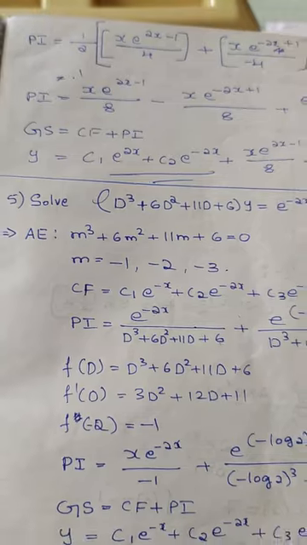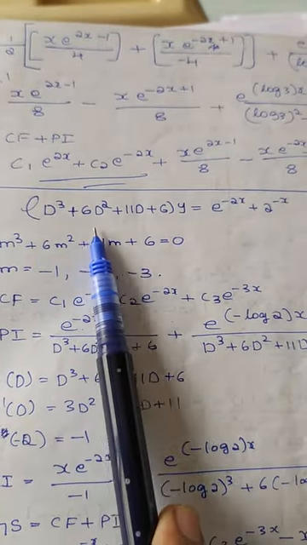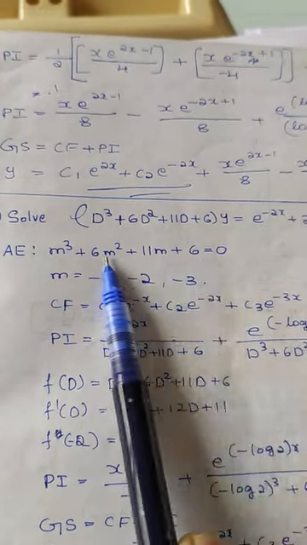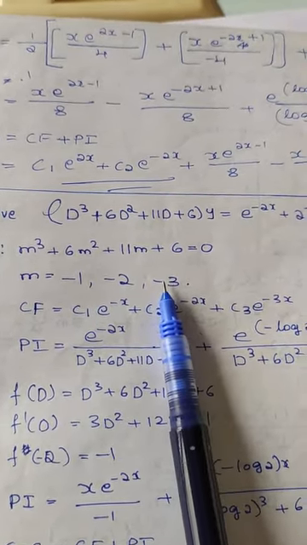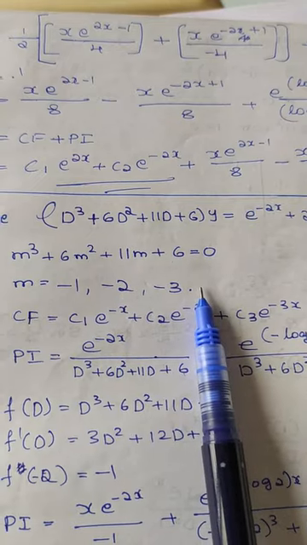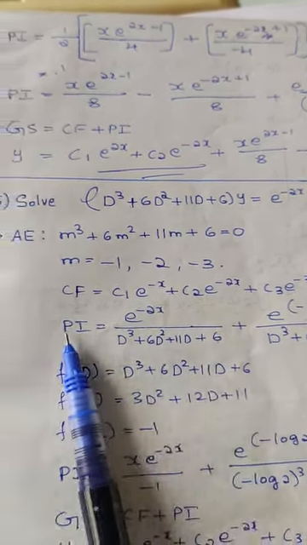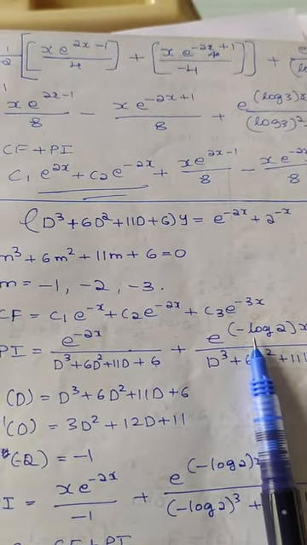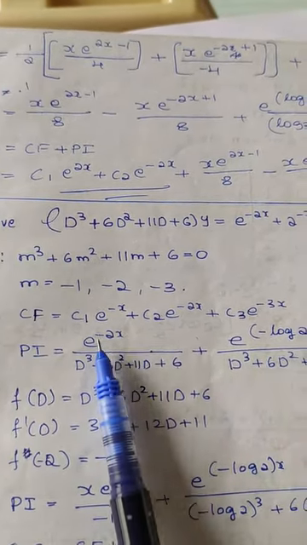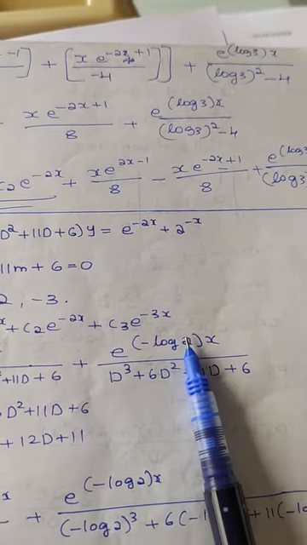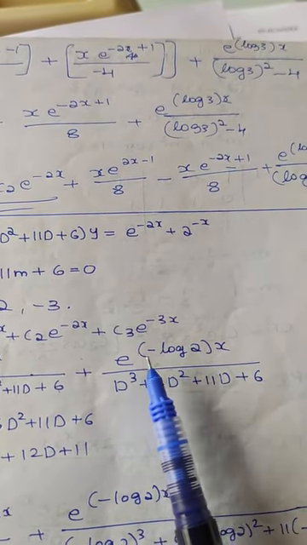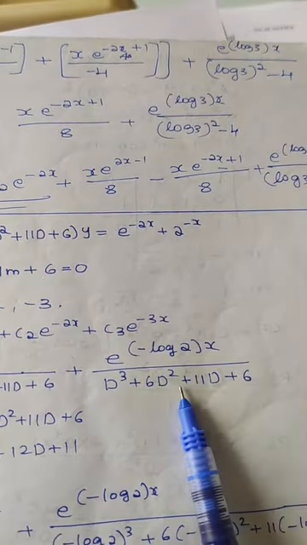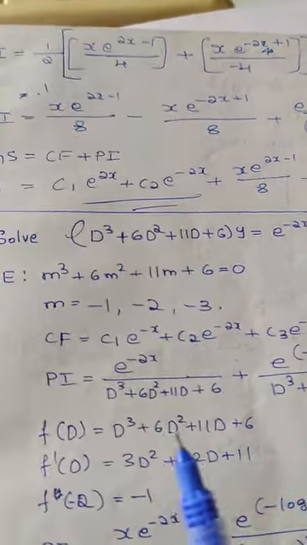Okay. Now come to the next problem. Given differential equation is third order, non-homogeneous linear differential equation. Write the auxiliary equation, find the roots. Here roots are real and distinct. Okay. Write the CF. Now come to the PI. There are 2 terms. Write 2 terms here in PI. Okay. For the first one, e power minus 2x divided by f of d. Second one, 2 power minus x contained as e power minus log 2 into x. Here replace d by minus 2. Here replace d by minus log 2. Okay. Now come to the first term.